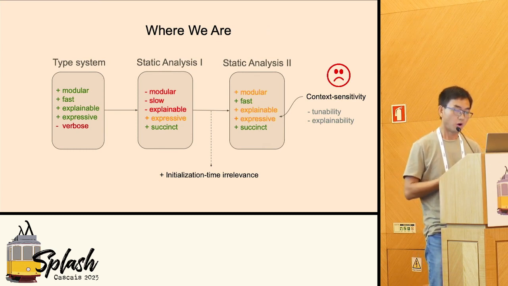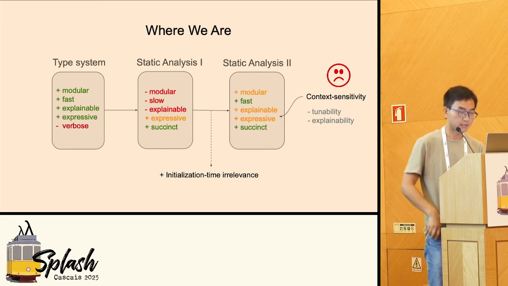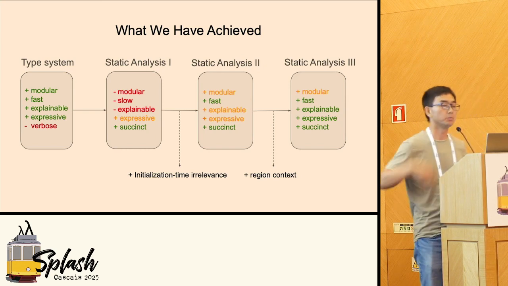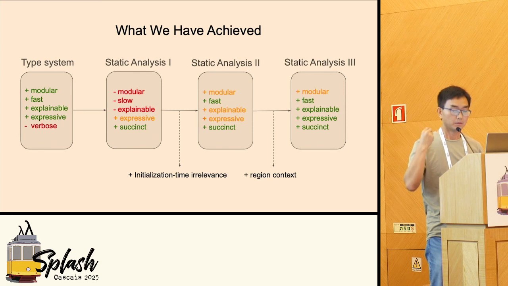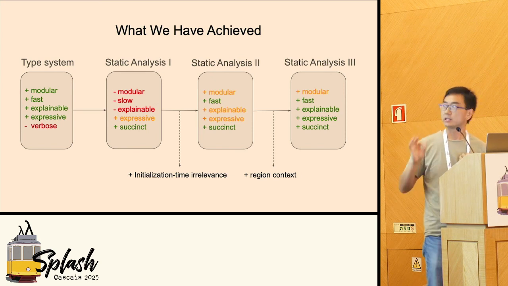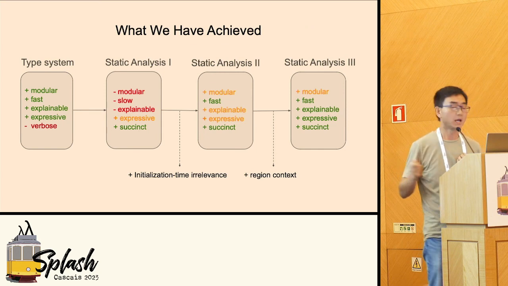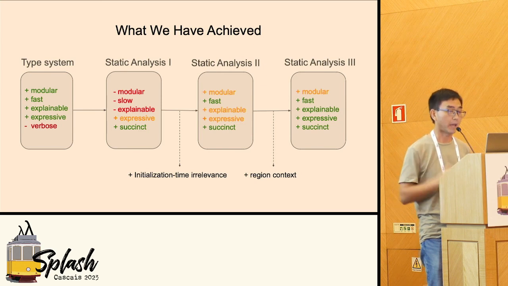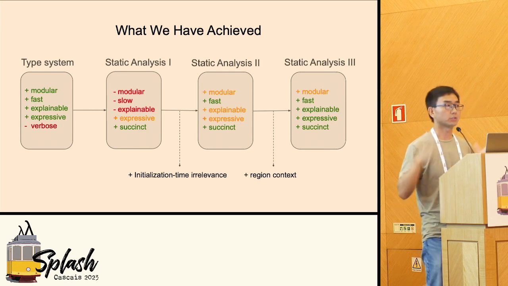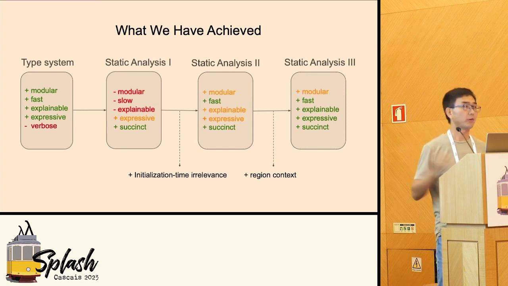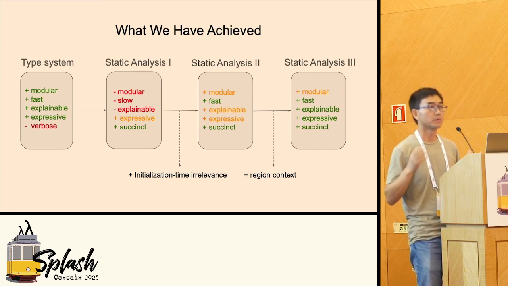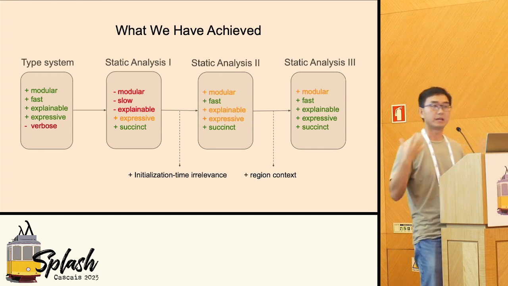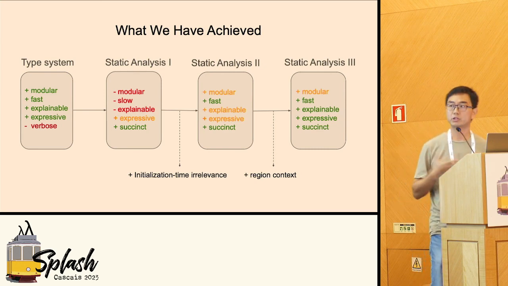So the only thing I'd like to mention is that in the paper, we introduce region context to make the analysis, in particular context sensitivity, more explainable and tunable, so that it can support complex initialization patterns. The final solution is still not perfect in terms of modularity, in the sense that the checker may analyze code across project boundaries, but nevertheless, we think that's the best solution we can achieve at the moment.